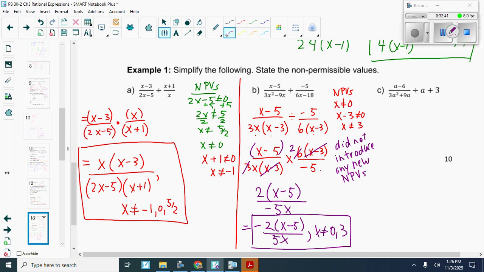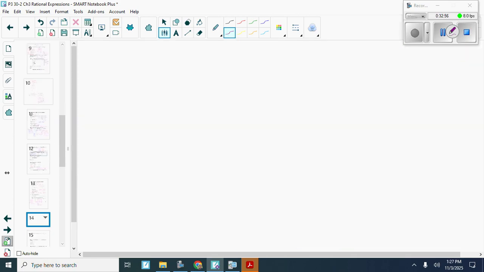Let's do C, because we've got this divided by just an a, and then we've got this +3 kind of hanging on. Let's see what we would do for that. I'm just going to rewrite it on another page so that I have lots of room. Here's the original question: a minus 6, 3a squared plus 9a divided by a plus 3.